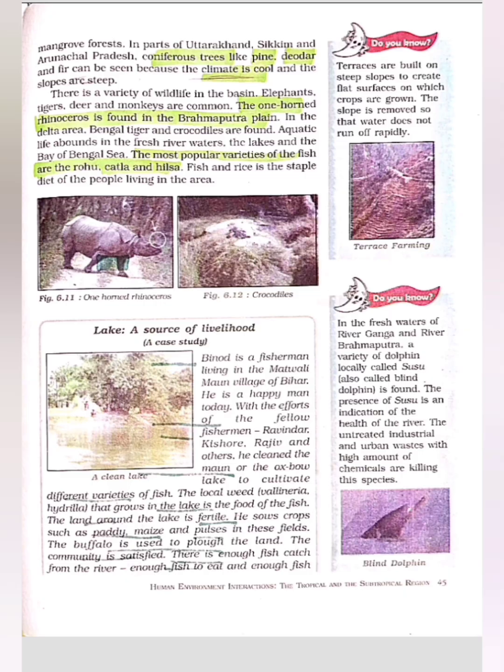There is also a variety of wildlife in the basin. Elephant, tiger, deer, and monkey are common. The one-horned rhino is found in the Brahmaputra plain. The Brahmaputra plain is found in the area of Assam and Arunachal Pradesh. It is in the delta area. Bengal tigers and crocodiles are also found, and aquatic life abounds in the fresh river waters, the lake, and the Bay of Bengal sea.